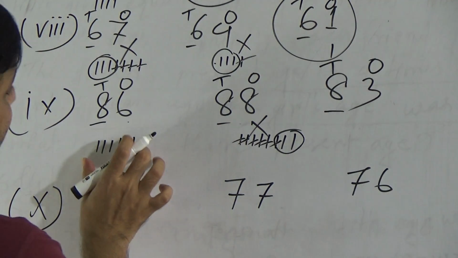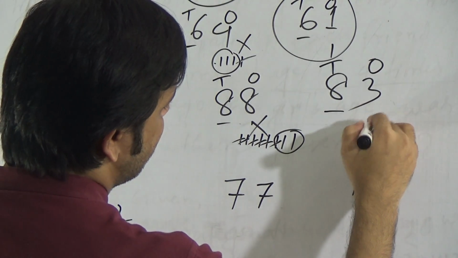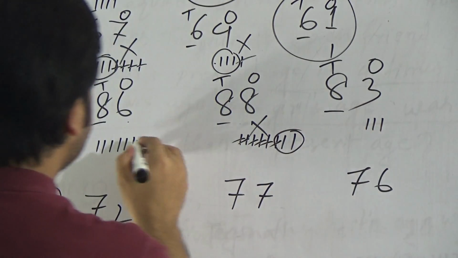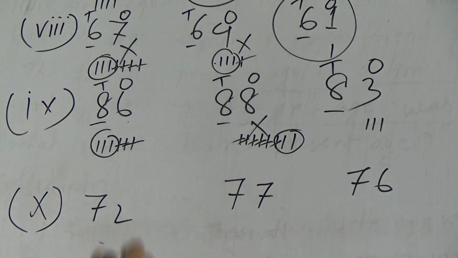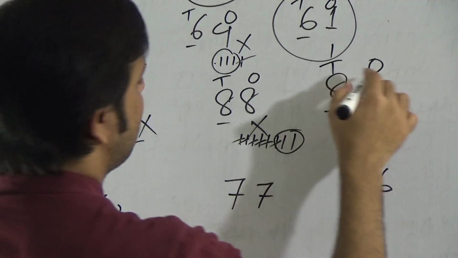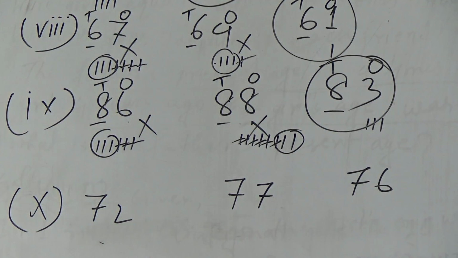So we have to compare this number and this number now. Here ones place is 3. Consider 3 sticks. 1, 2, 3. So take 3. 1, 2, 3. Now 3 sticks more here. So this is not smallest. So this one is the smallest. 83 is the smallest. Circle that one.